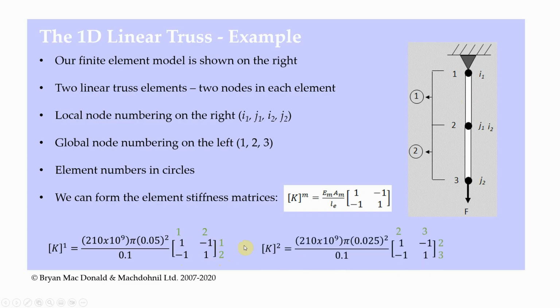Similarly then for the other element, element number 2: same Young's modulus, pi r squared again, but we've got a different r here because that has a thinner cross section than the one on top. Same length, 0.1. Again, 1, minus 1, minus 1 and 1. So the inside of the matrix here is the same because they both have that going on. But on the outside, I'm going to write 2 and 3 and 2 and 3, because element number 2 joins nodes 2 and 3. So again, I have 1, 2 here and 2 and 3 here.